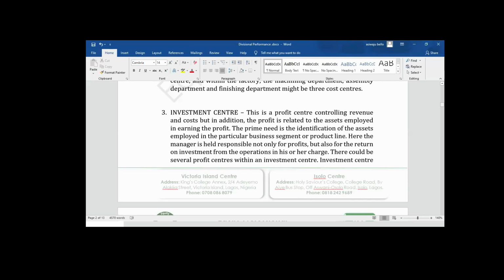Please note, a division can be an investment center. For example, Dangote Cement can be an investment center. This division can incur cost and can generate revenue. The division is also allowed to make investment decisions. In that case, that division will be regarded as an investment center, where you are allowed to make investment decisions within your division.